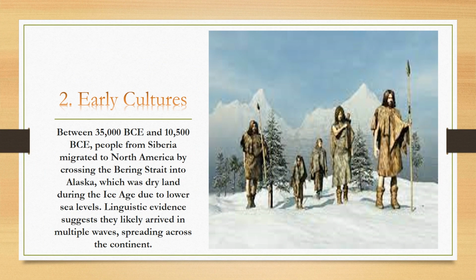Now let's move to the second section, which is early cultures. Between 35,000 BCE and 10,500 BCE, people from Siberia migrated to North America by crossing the Bering Strait into Alaska, which was dry land during the Ice Age due to lower sea levels. Linguistic evidence suggests they likely arrived in multiple waves, spreading across the continent.